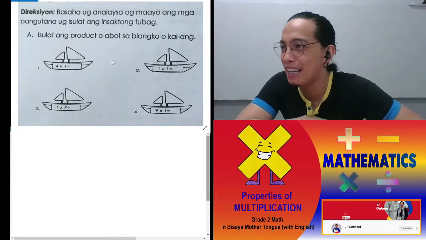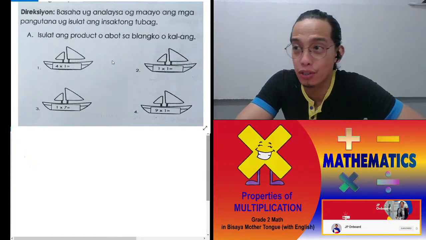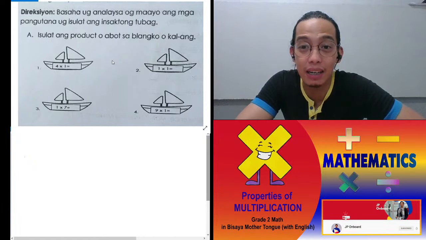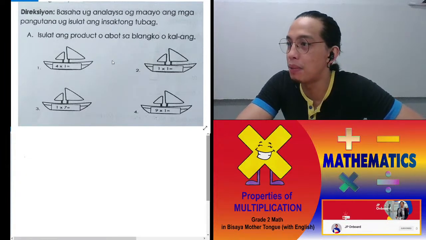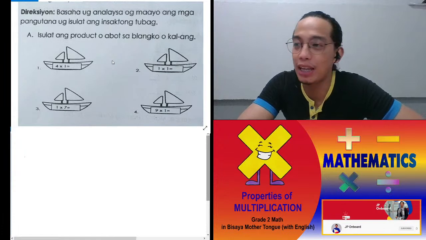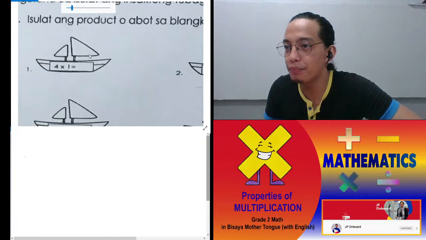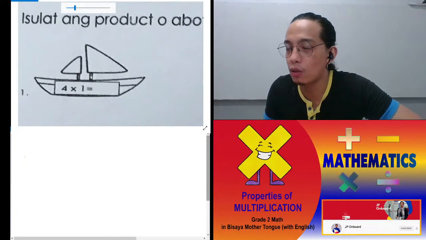Okay, basaha og analyze og maayo ang mga pangutana. So, read and analyze carefully the questions, isulat ang insaktong tubag and write the correct answer. Number 1, letter A. Isulat ang product or abot, the answer, sa blanko or kalang.